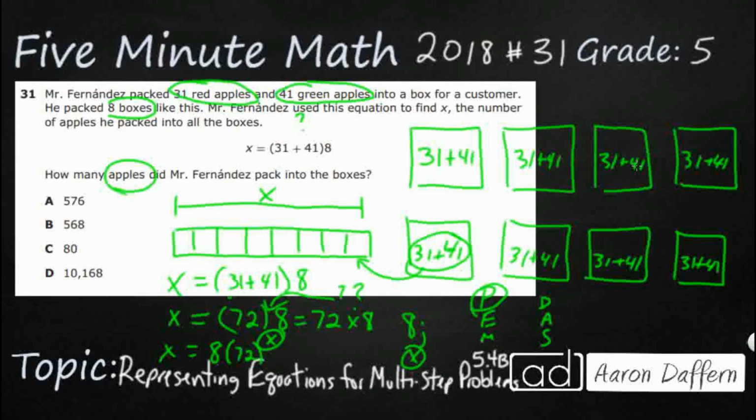So what is 72 times 8? Well, let's just do that real quick. 16, 56, 57, so 576. That makes sense. B is kind of close. C is, we're just adding all 3 numbers, and D is just crazy. So our answer is A.